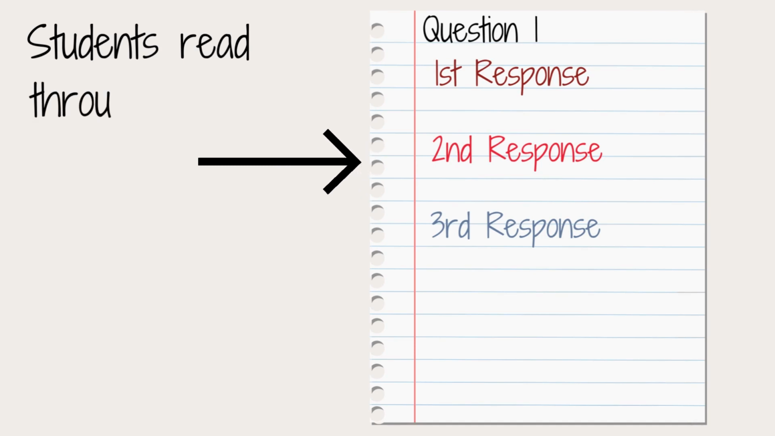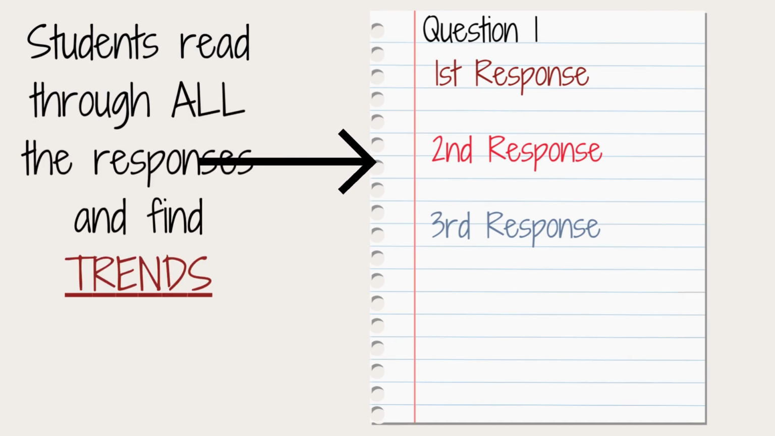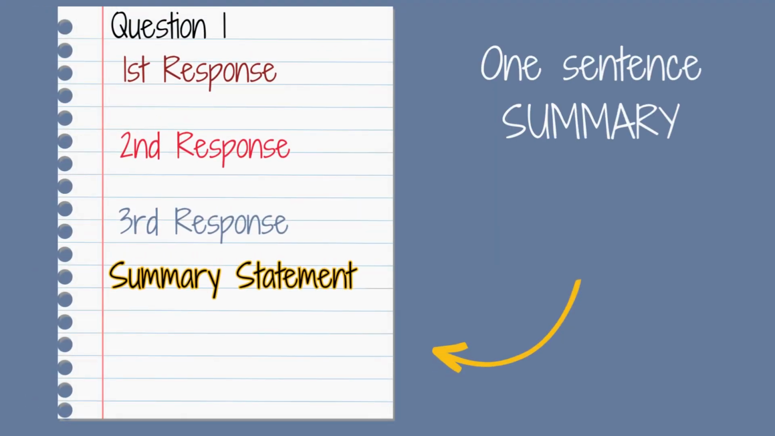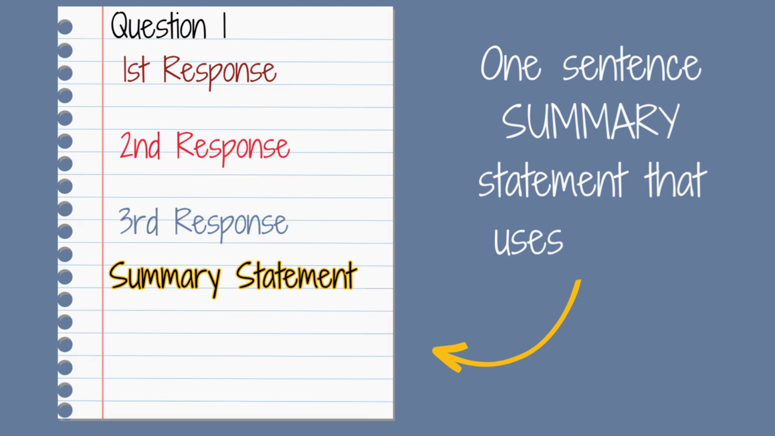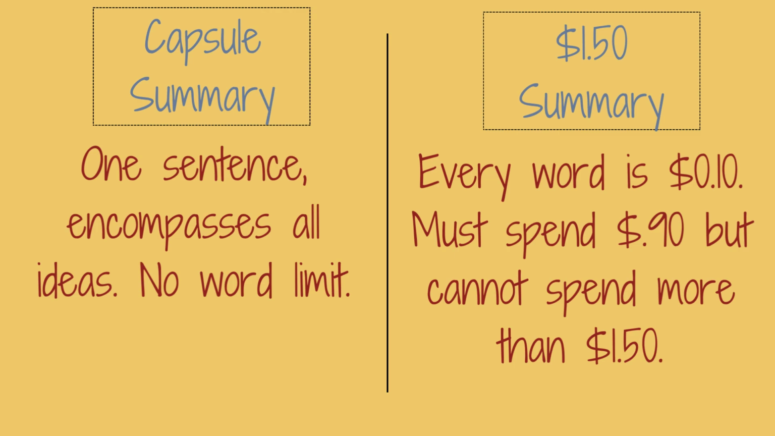Once students have completed the 4 questions and students have their original papers back, students will then read the entire conversation on their original page. While they read, they will identify trends in all the answers in order to create a summary statement. This summary statement should only be 1 sentence and capture a complete and concise answer to the original question. For example, teachers could use a capsule summary or a $1.50 summary.